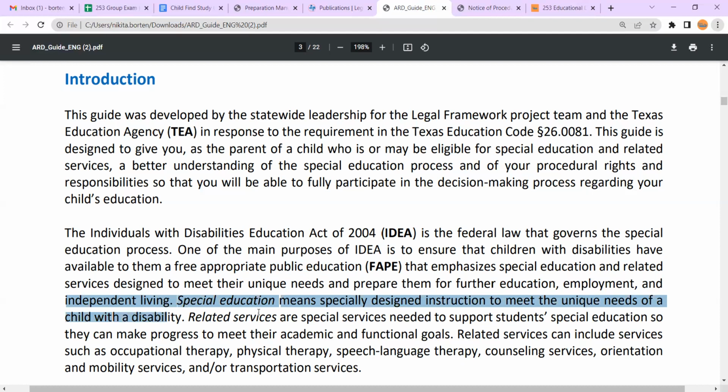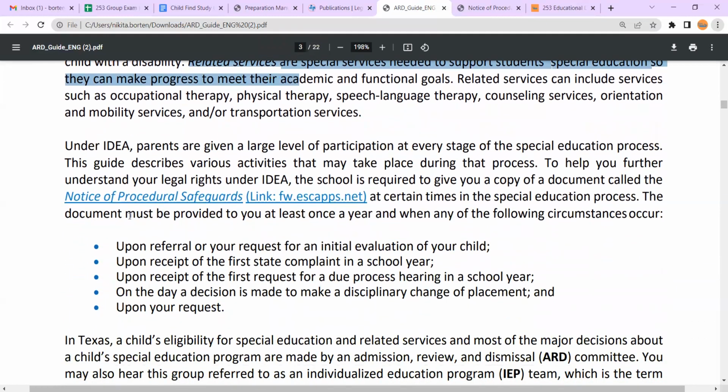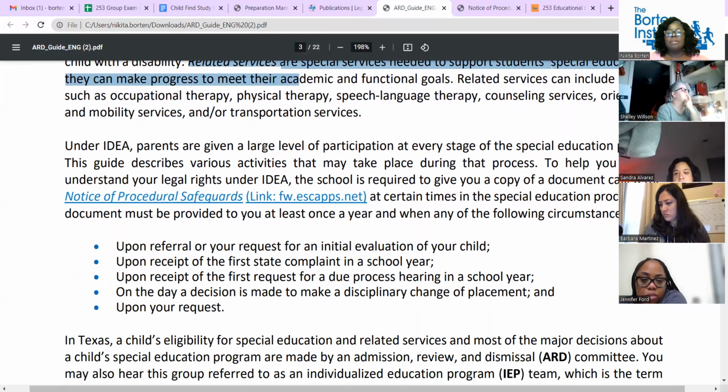Okay, special education means, here's a definition again. Related services means, here it is again. Okay, under IDEA, parents are given a large level of participation. Any question you have about parent participation in this child find process, the answer is yes. That's why you see a redesign, a reworking of law and documents, to make sure the parent is a vital part and piece of the decisions being made for their child.